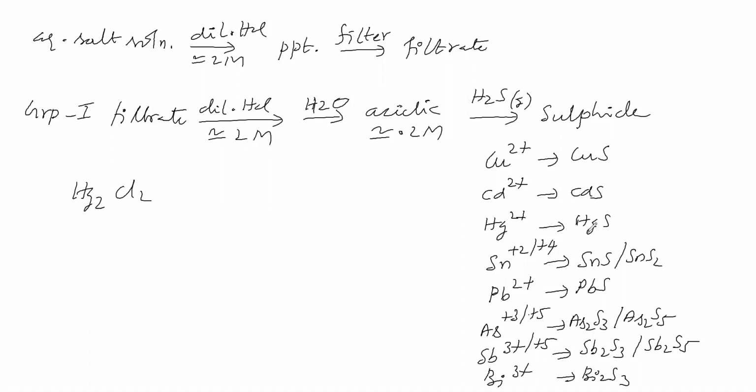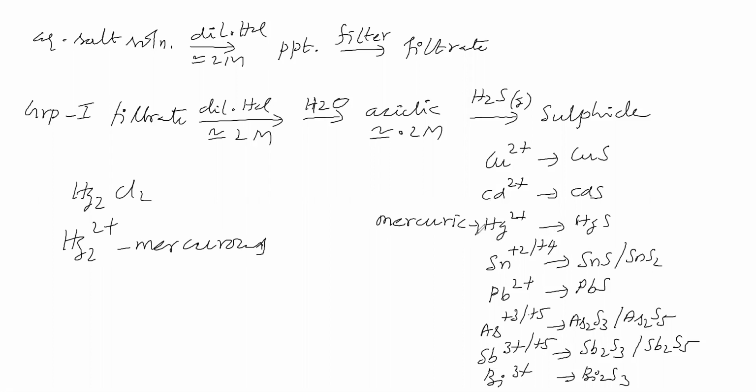So mercury comes under group 2, whereas mercurous comes under group 1. Mercurous comes under group 1, and mercury comes under group 2. Okay, so mercurous comes under group 1, mercury comes under group 2.